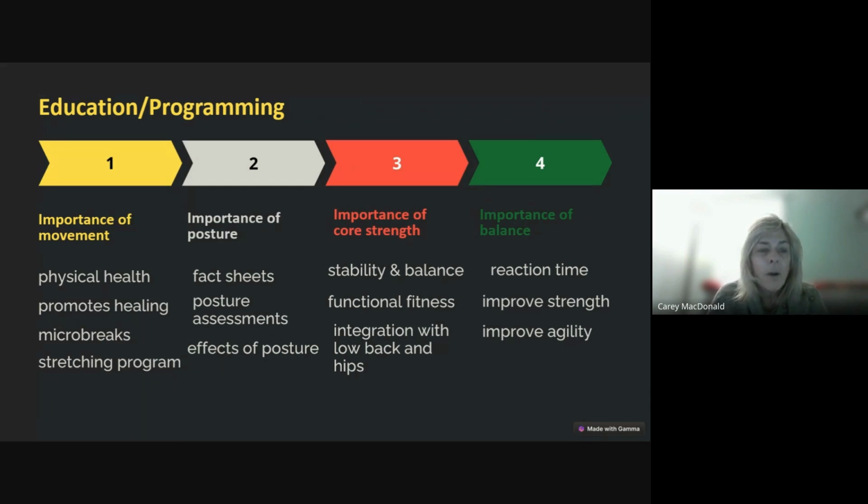There's a couple more slides, but regardless of doing a movement screen, although this will help in that, we wanted to provide education and programming to all of our employees. So this was voluntary. No one is required to complete these movement screens.